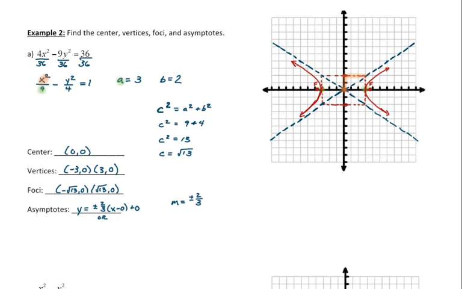And you can leave it like that. If you want to get in the habit of writing that, even when it's 0, 0, that's fine. But that can be written slightly differently, because x minus 0 is x, plus 0 is still x. So I can actually just call this y equals plus or minus 2/3 x. And that would be the graph and all the information of this hyperbola.